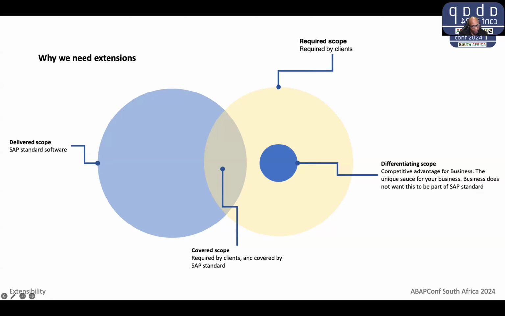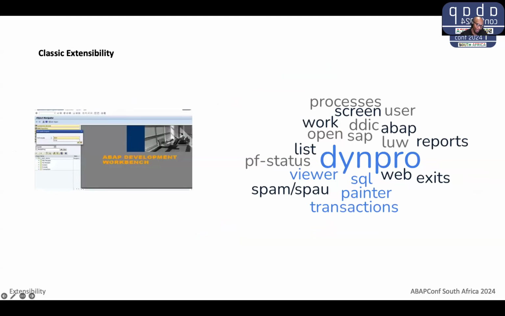And then let's talk about classic extensibility. This is where most of us started. This is what we know, and this is how we used to do things, right? We used to go into SE80, SE38, and start creating reports, function modules and things like that, and extensions and all of that. So that is changing, right? There are a lot of disadvantages in how we used to do things in the classic ABAP world.